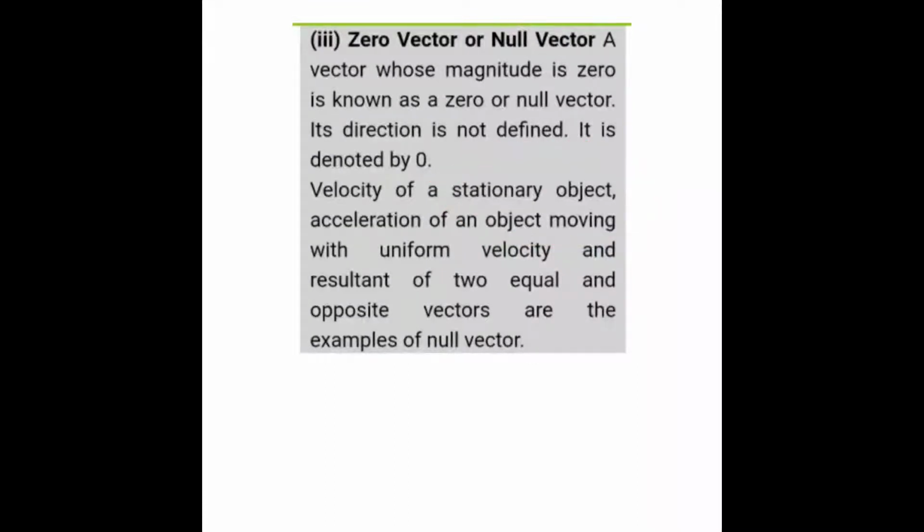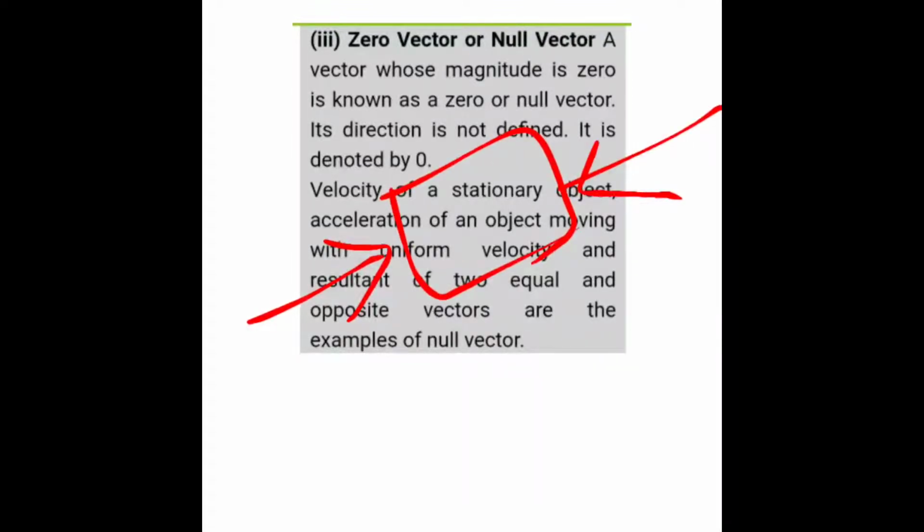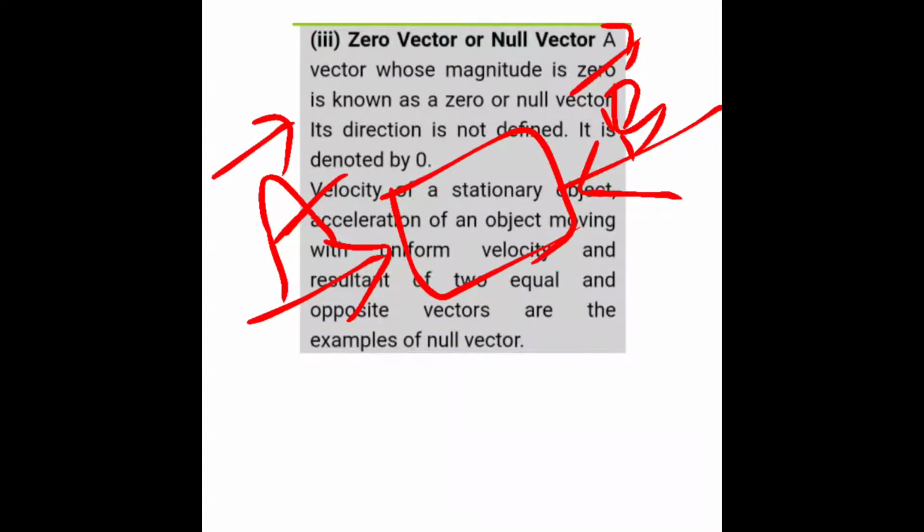Similarly, the acceleration of an object moving with a uniform velocity, and the resultant of two opposite vectors. That means two opposite vectors are acting at the same point. If there is a block and two vectors, a vector and b vector, are acting at the same point, both with the same magnitude and in opposite directions, there will be no movement of the block because the block is subjected to two forces which are equal and opposite. So in that case also we say that it is a null vector.